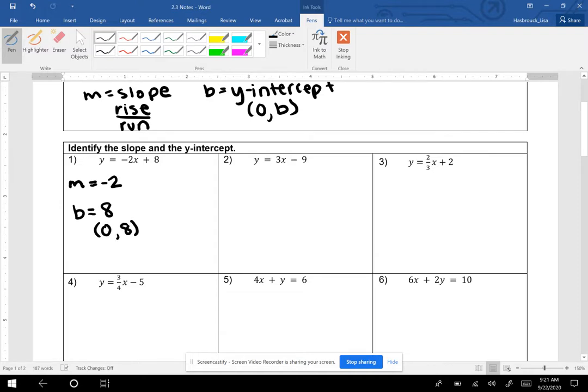For number 2, our slope is the 3. And our y-intercept is negative 9. So you do have to pay attention to that sign in front. As a point, it would be 0, negative 9. For number 3, we have y equals 2/3 x plus 2. This time our slope is the 2/3. And our y-intercept is 2.